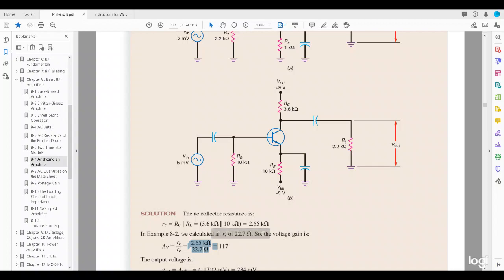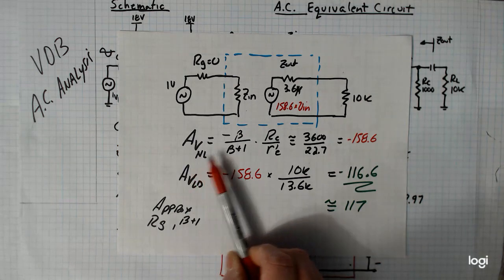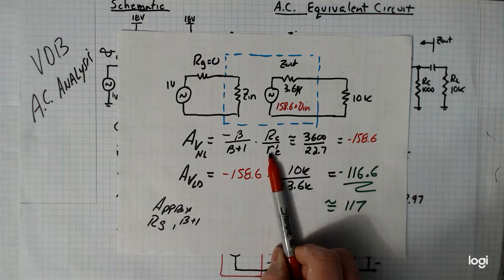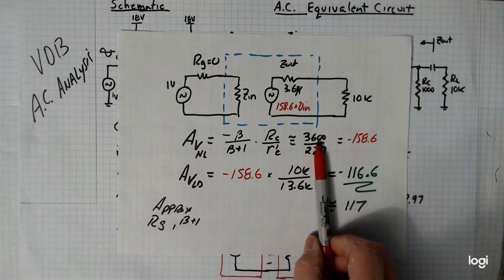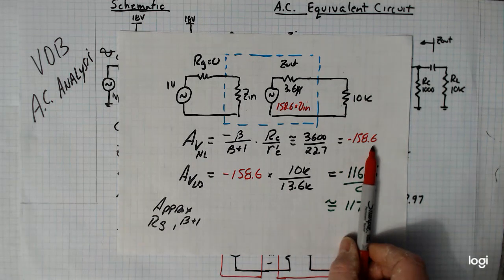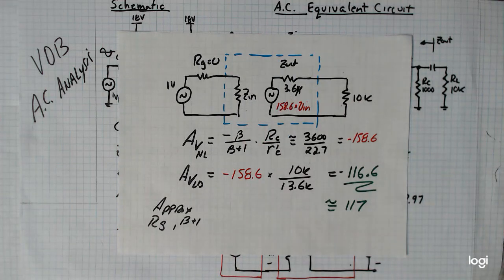Let me go back there. So here I figure out the no load gain. I go minus beta over beta plus 1 times RC over R prime E, which is 3,600 over 22.7. I get a no load gain of minus 158.6. That's the gain of the dependent source, which is inside the amplifier.